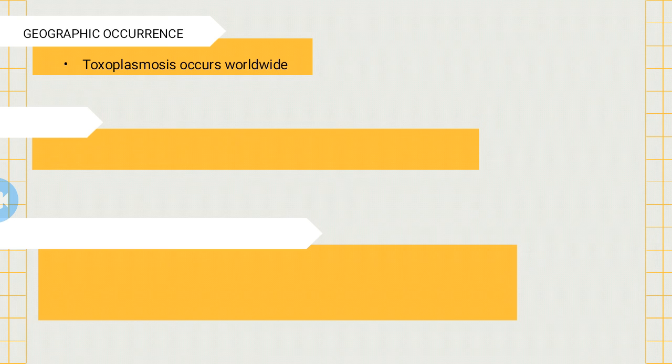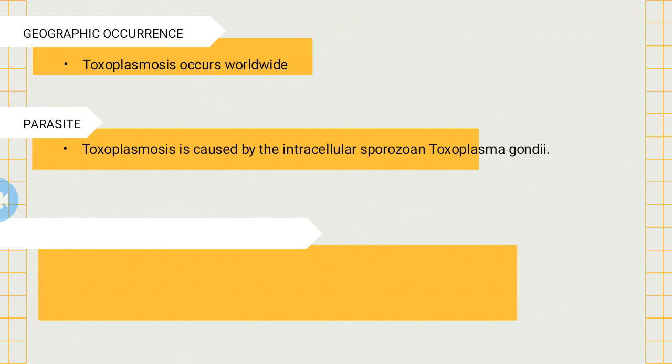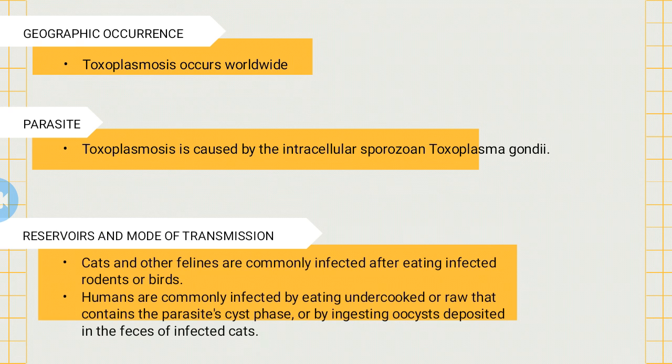Toxoplasmosis also occurs worldwide, and the parasite found is the intracellular sporozoan Toxoplasma gondii. The receiver and mode of transmission are the following. Cats and other felines are commonly infected after eating infected rodents or birds. Humans are commonly infected by eating undercooked or raw meat that contains the parasite cyst phase, or by ingesting oocysts deposited in the feces of infected cats.